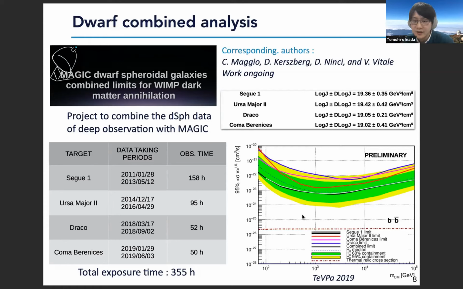And the right plot is stacked. Those four dwarf galaxies are stacked. And you see the result is almost, yes, almost Segue 1 and Ursa Major II are dominant. And so you see that we are going below 10 to the minus 23 cubic centimeters per second. So it's a better result. It shows better than the previous result. But anyway, yes, Segue 1 and Ursa Major II are dominant.